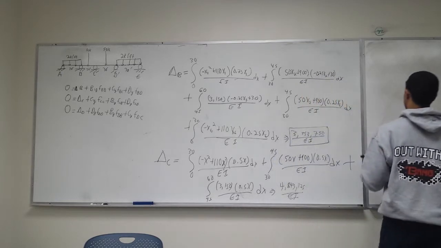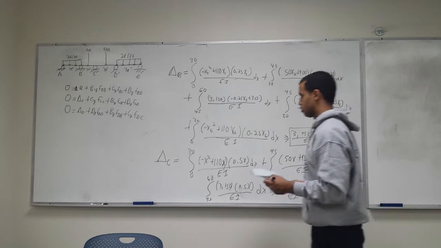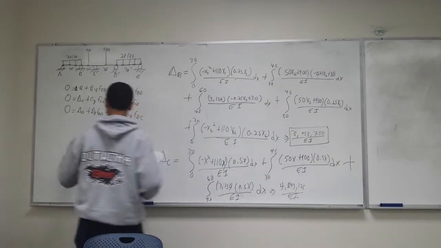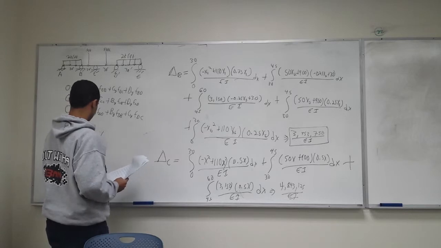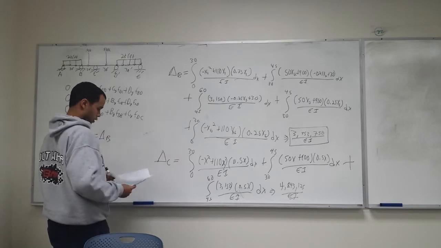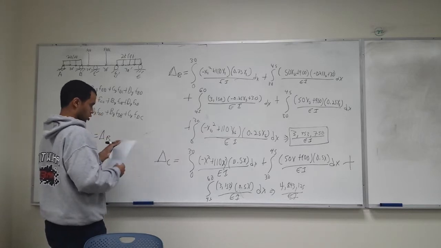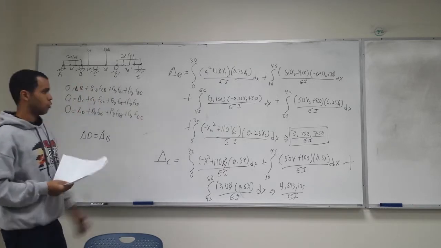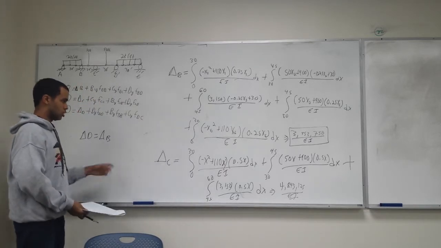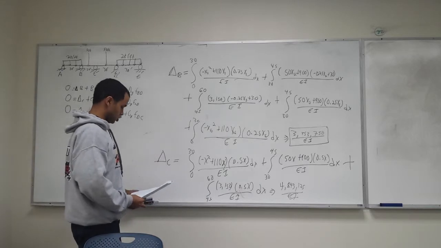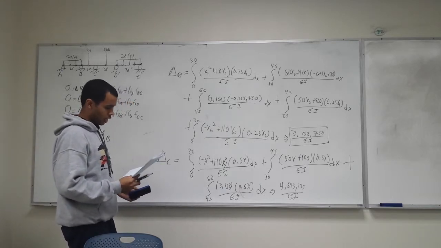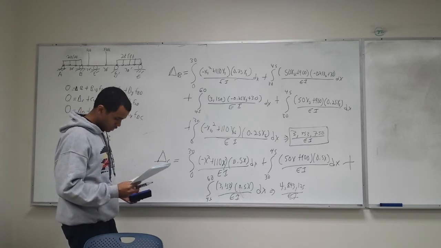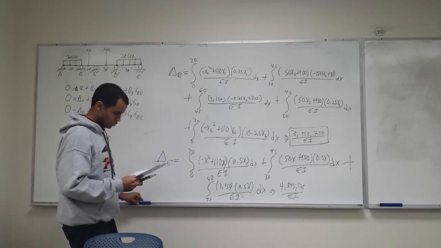So we write that down over here. Deflection at D is equivalent to deflection at B. Okay? So now that we have these deflections, we write down our FBB, our FCC, our FDD, our FBC, our FBD, and our FCD.